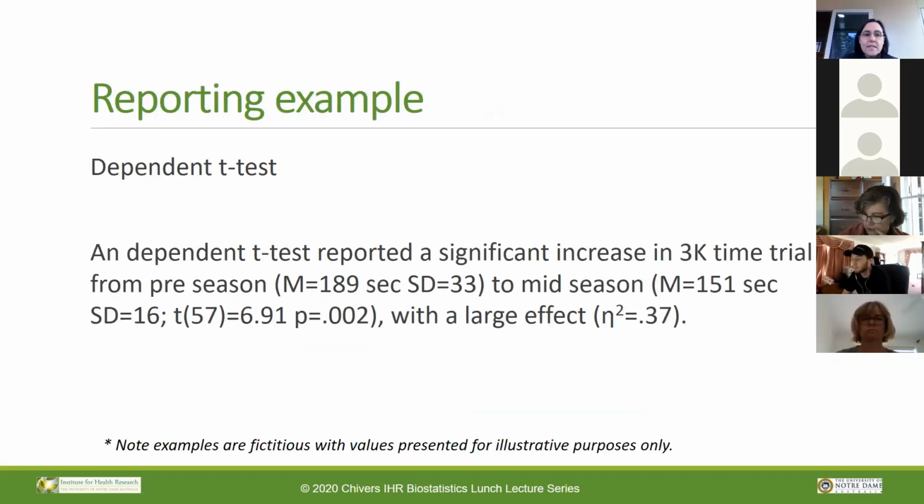Let's have a look at a dependent t-test result. So this is a pre-post type of example. A dependent t-test reported a significant increase in 3K time trial from pre-season to mid-season with a large effect. So you can see we're presenting the mean, standard deviations, the actual t-test result, and then the effect size.